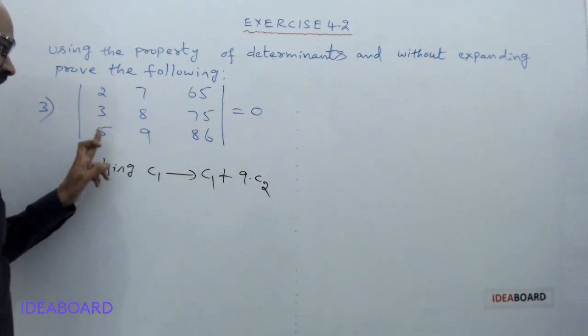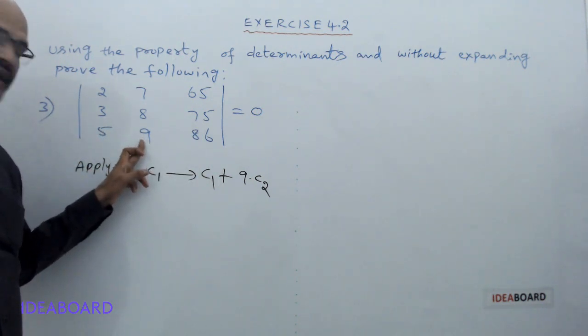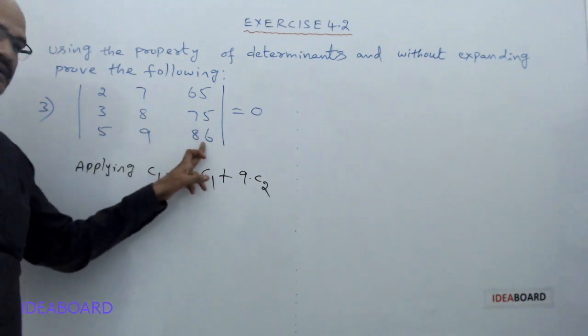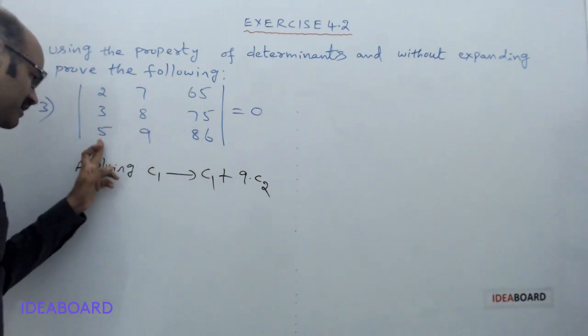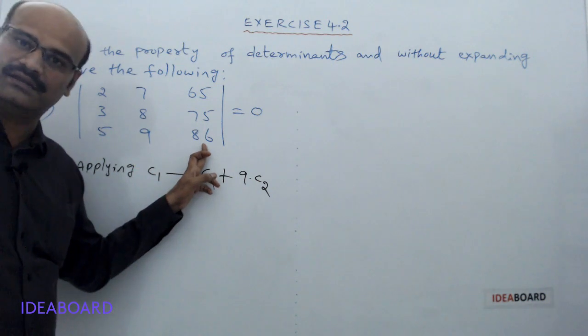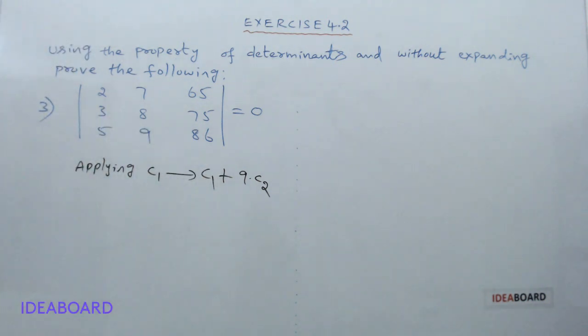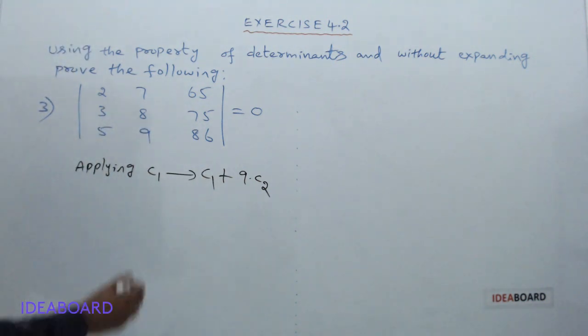Now 5 plus 9 into 9. 9 into 9 equal to 81, 81 plus 5 equal to 86. Then C1 and C3 will be identical. So the value will be equal to 0 here.